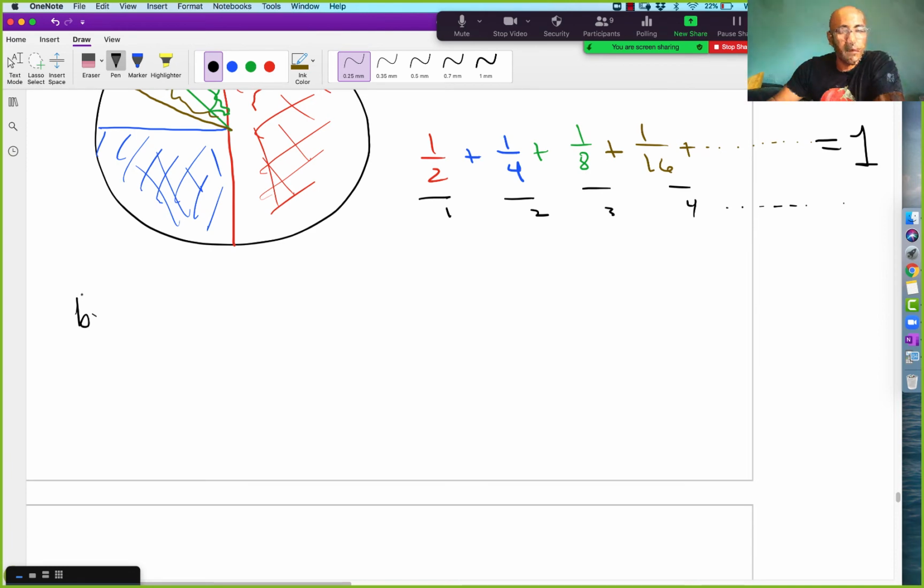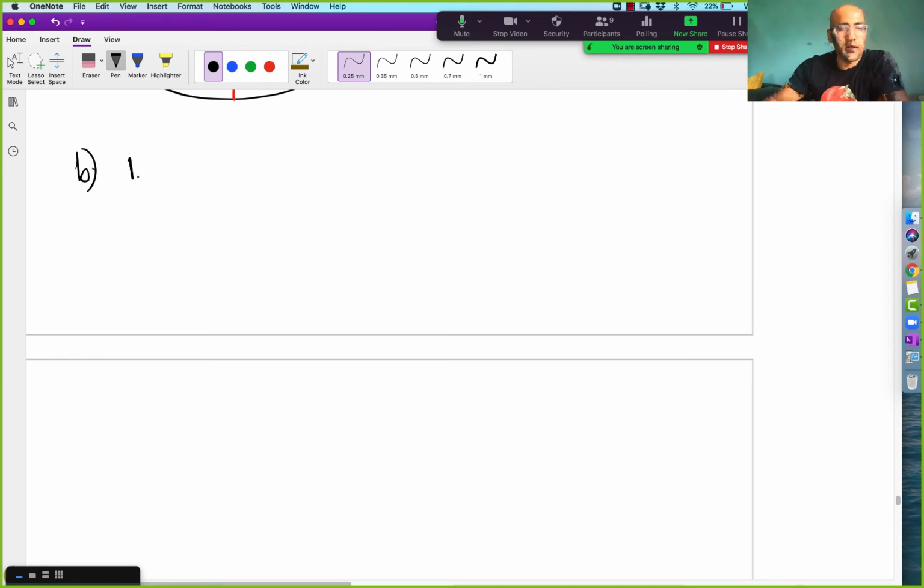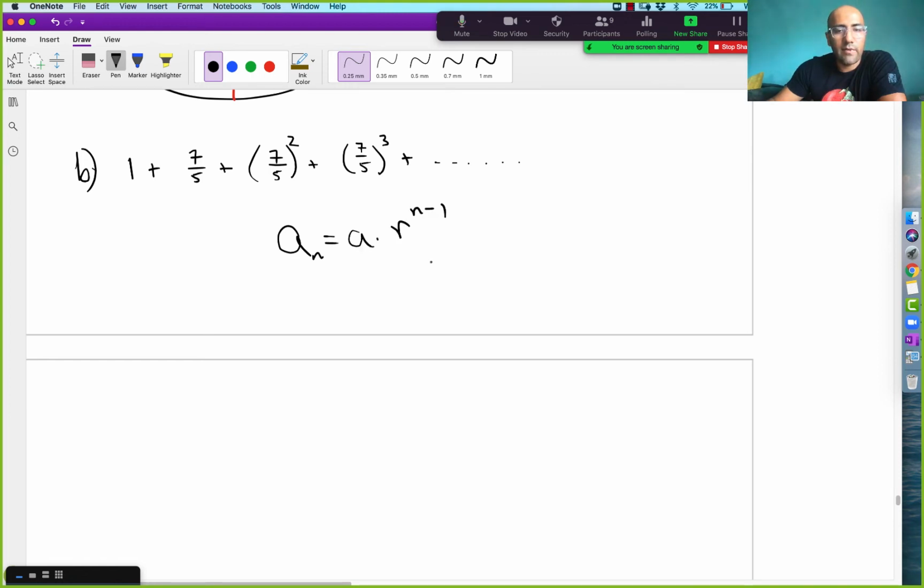Part B, 7/5. I started off with what? With 1? Yeah, 1. Part B is 1 plus 7/5, plus 7/5 squared, plus 7/5 to the third power, plus and so on. Okay, we're told it's geometric, right? So the underlying sequence is geometric. It must follow this form, a times r to the n minus 1. And so from here I can tell that a must be 1, and the common ratio is just 7/5.